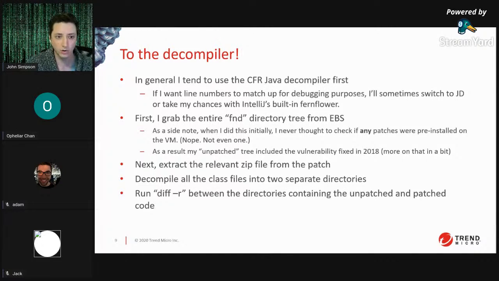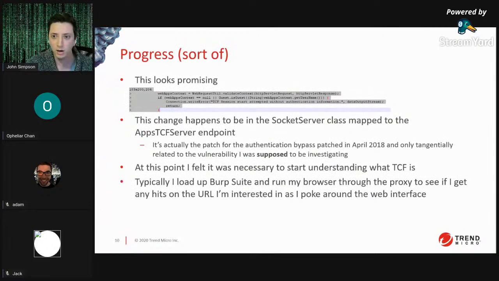So the next thing I do is I extract the relevant zip file from the patch, the number_fnd zip file. I decompile all the class files into two separate directories, an unpatched and a patched directory, and then I run a recursive diff between the directories containing the unpatched and patched code. A lot of times, just due to decompilation issues, you'll see a whole lot of junk, but it's usually pretty easy to scroll through quickly and filter out the junk from the good stuff.